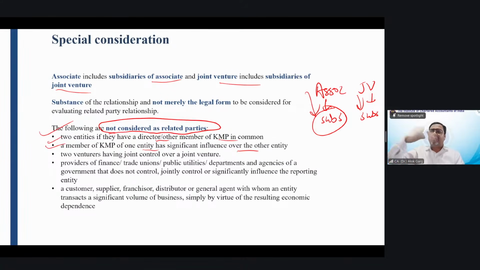So KMP is a related party, significant influence is a related party, but these two entities will not be related parties. What is it saying? A member of the KMP of one entity has significant influence over another entity. So those entities will not be related parties.